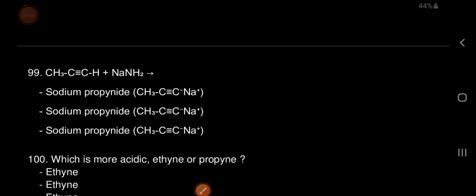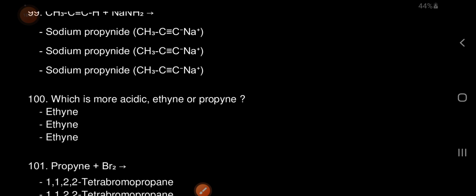CH3 C triple bond C H plus NaNH2 gives sodium propanate, CH3 C triple bond C minus Na plus.